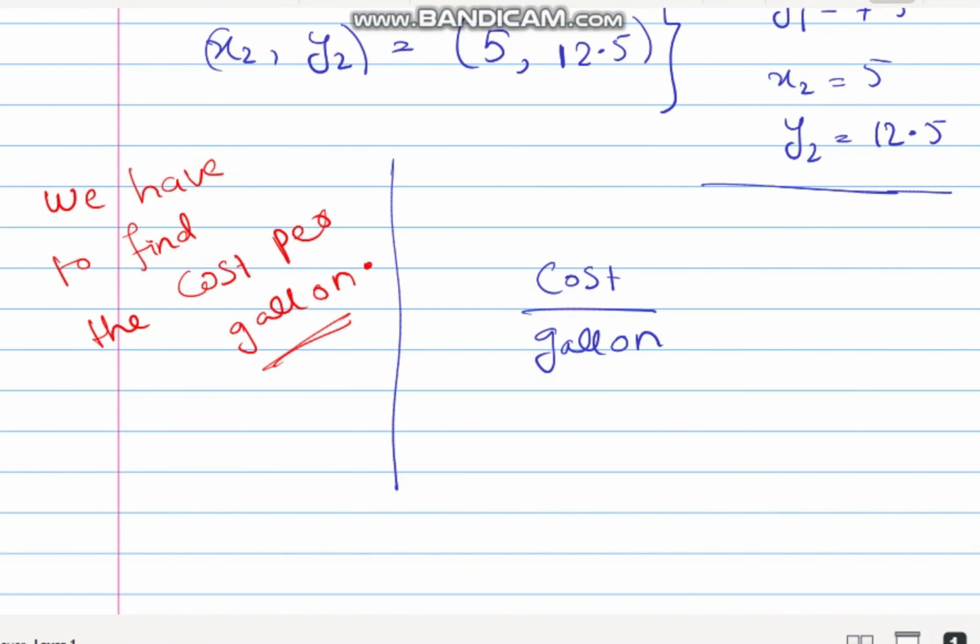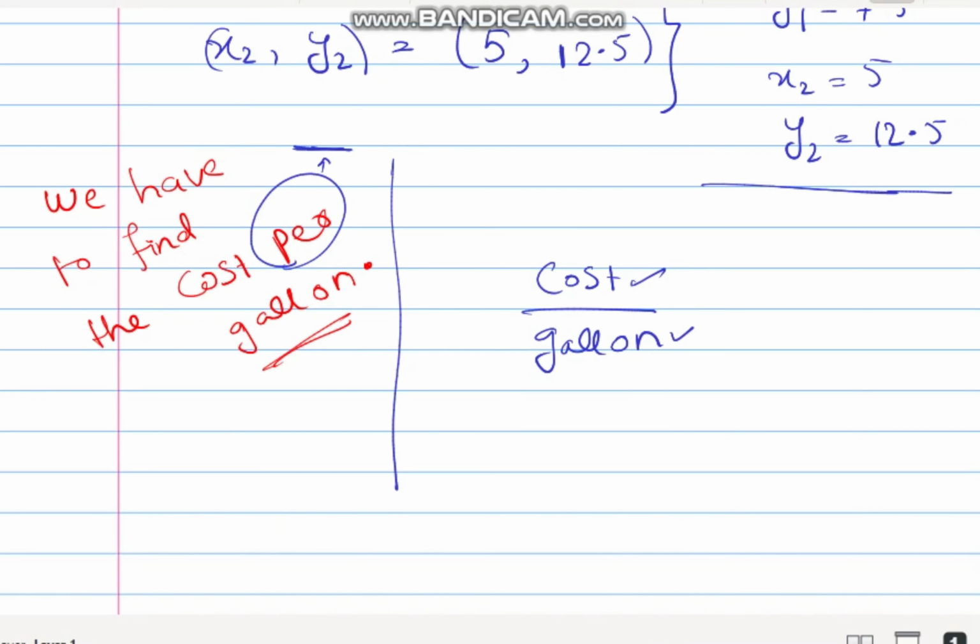Cost per gallon means like this. The per, in mathematics, per always means by. Per always means by. This symbol will be the meaning of per. Okay, so cost per gallon, cost per gallon. Okay, so this is the main thing for us.